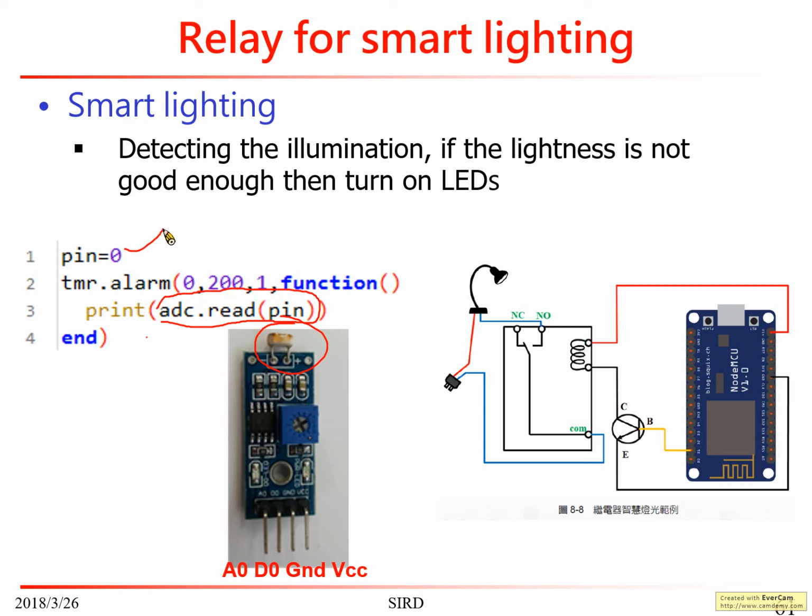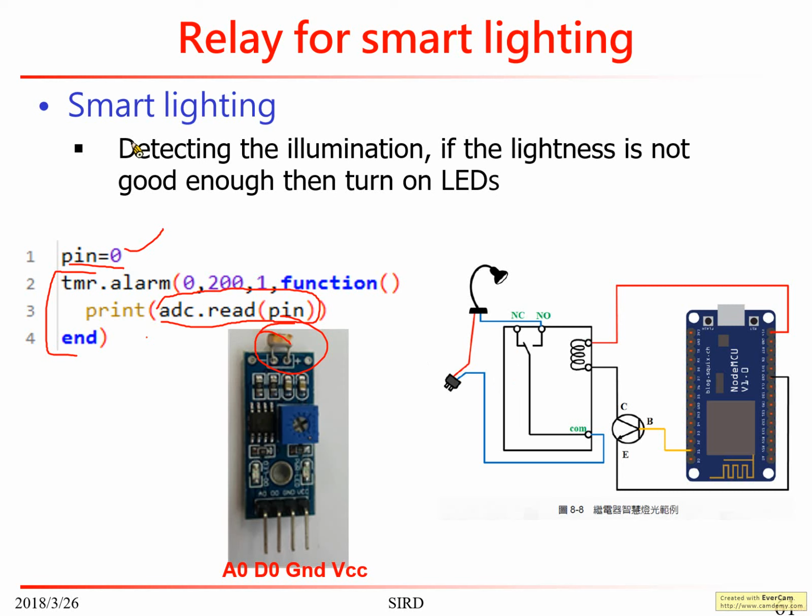But for the ESP32, you have many more ADC and DAC pins you can read or write on. But in ESP8266 there is only one ADC pin, so you just use pin 0. So here you set pin 0, and then you have a timer to read the lightness.